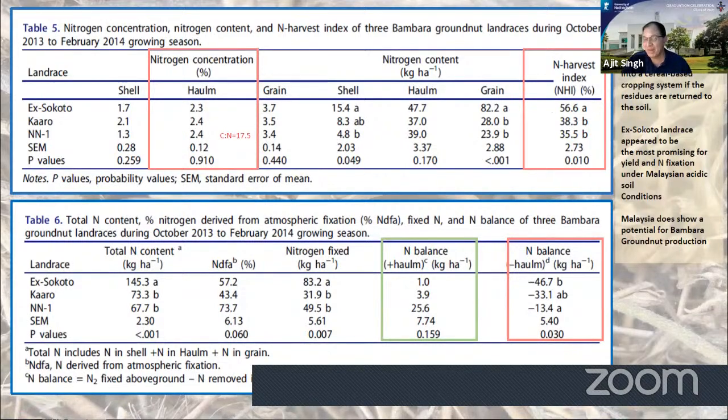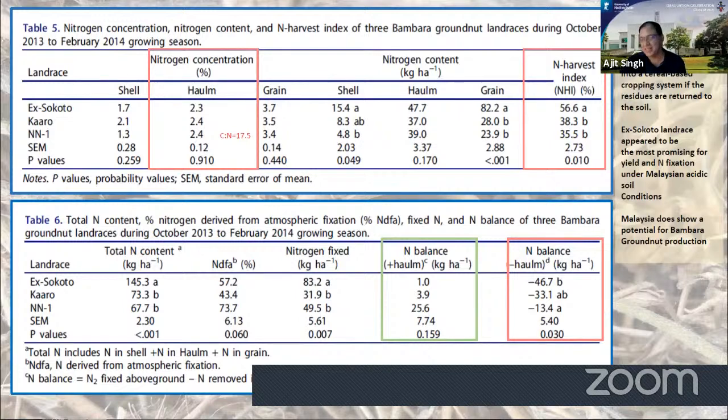Okay, so we did N balance here as well. So you can see that the N harvest index is 56, 38, 35. Now this is a crop that not much research work has been done on. In fact, there aren't any varieties currently that have been released. So they are all accessions, landraces that we are growing currently.